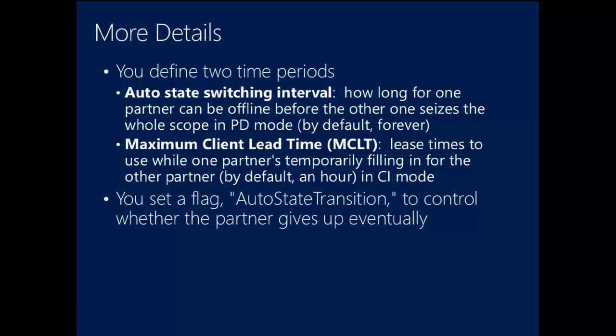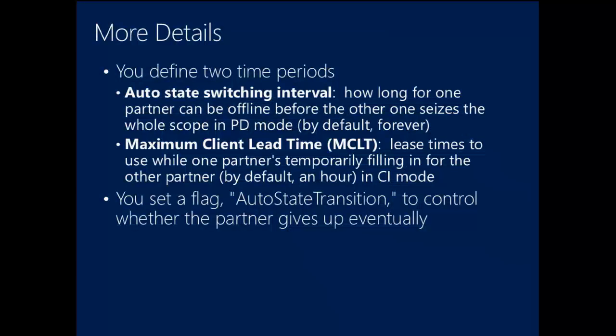So what have we seen so far? 2 partners, only 2. No special shared storage. We divvy up the addresses. And we either share the load or I just wait for you to die. And I've already said this to you, but if I can't talk to you anymore and people are screaming for addresses, I'll start stealing your addresses and hand them out, but not for the normal long lease, a shorter lease. And by the way, that short lease, there it is. Maximum client lead time. Another one's called the auto state switching interval.